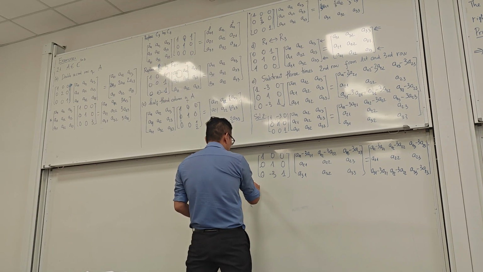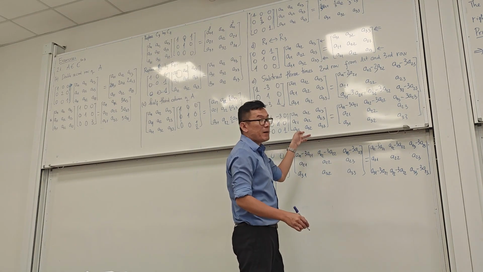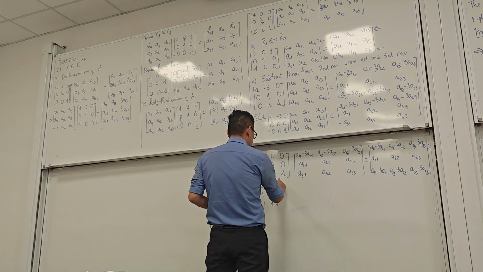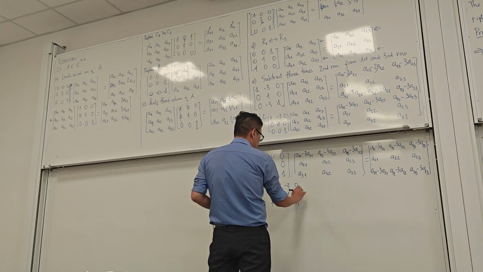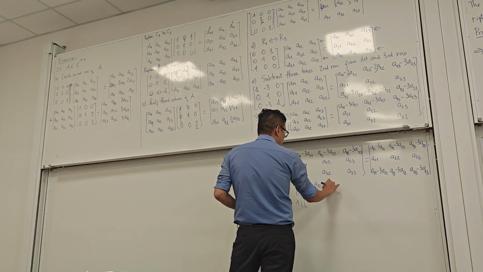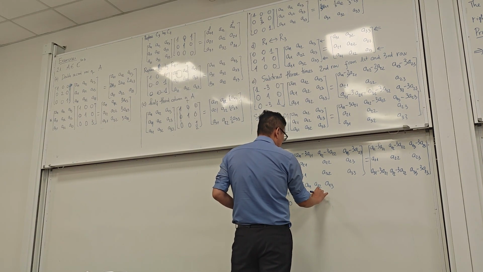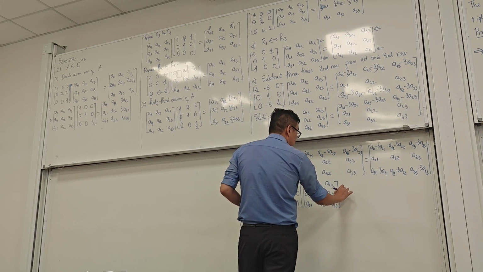Everyone, I have 1, 0, 0; 0, 1, 0; 0, minus 3, 1. Now the whole matrix here, I replace by this one. So I have 1, minus 3, 0; 0, 1, 0; 0, 0, 1, multiplied with A11, A12, A13, A21, A22, A23, A31, A32, A33. And then this one equals this one.